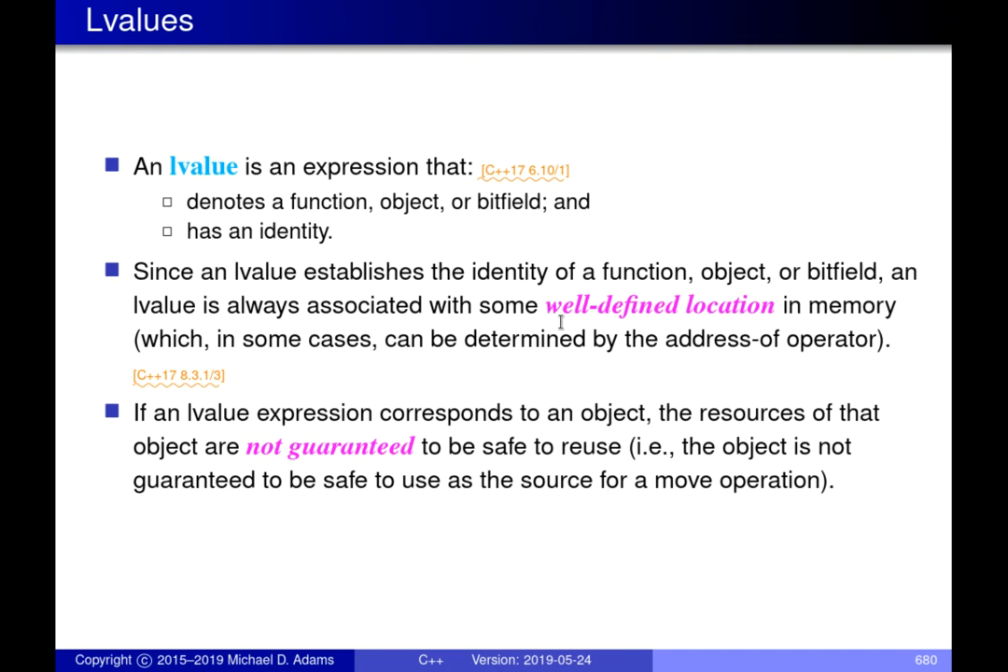So this is the reason why baked into this notion of L values is the fact that it's not safe to replace a copy with a move if the thing that you're moving from corresponds to an L value expression, because someone else might observe that the value has changed, and, thinking it didn't change, do the wrong thing. That makes sense?